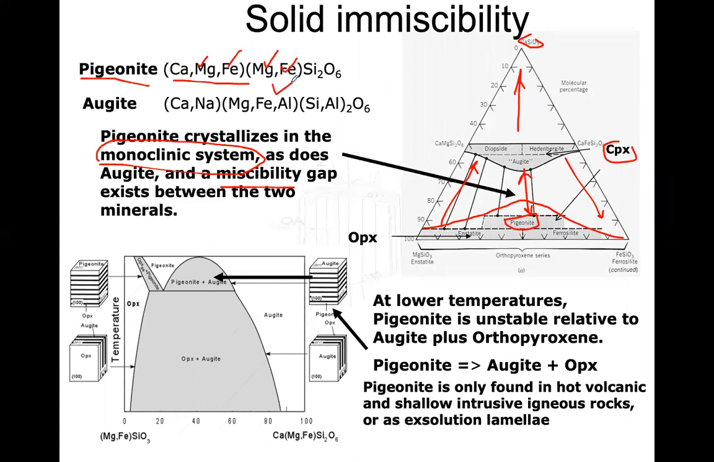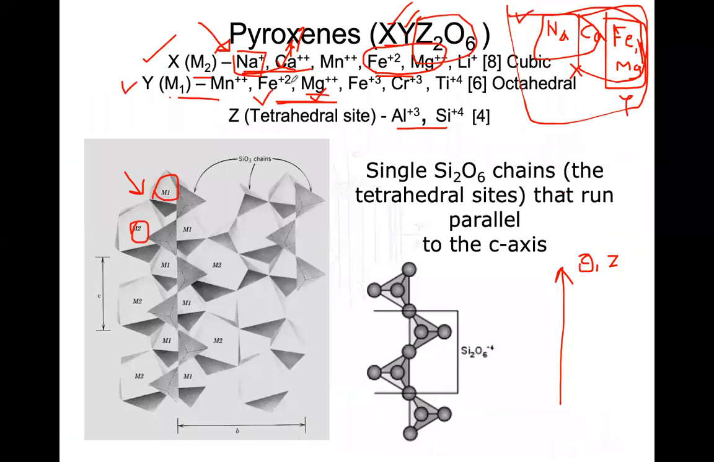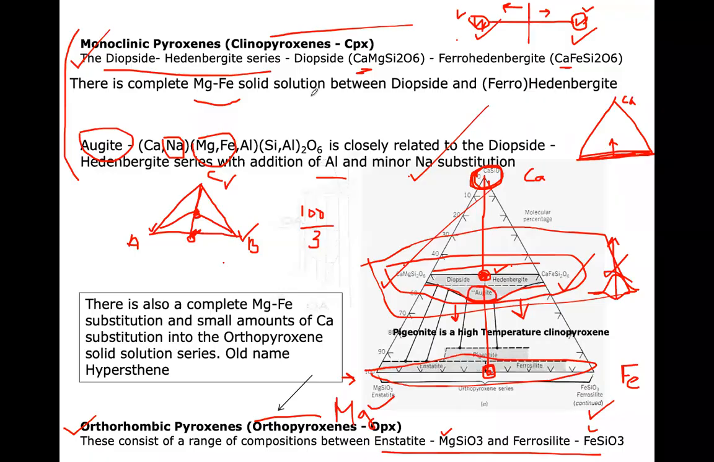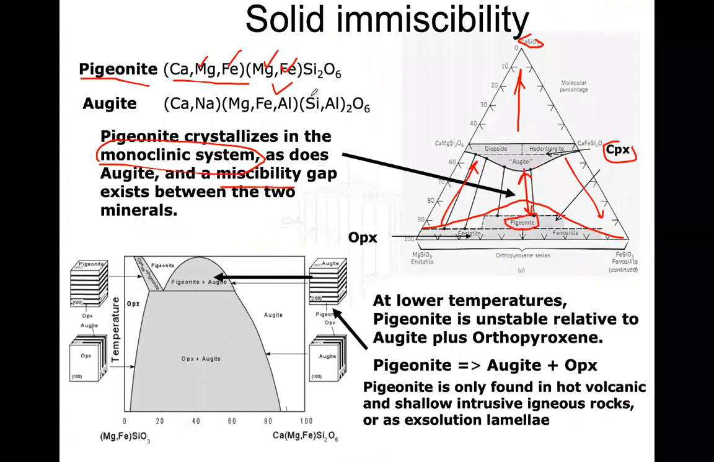Any idea why we do that? That's this. Some iron and magnesium belong to the X crystallographic site or M2 site, and some iron and magnesium belong to the Y site or M1 site. So that's why when you write the formula, we separate them. This is the correct way of writing the formula, because you represent the crystallographic sites as well.